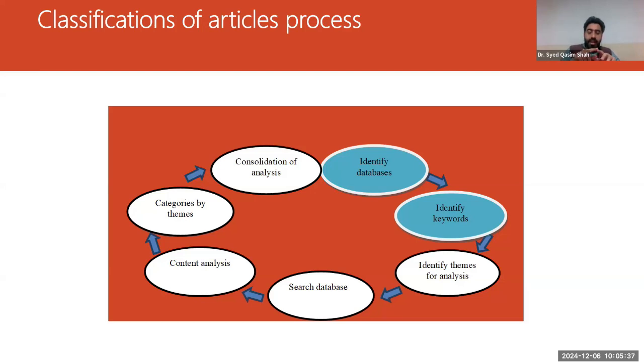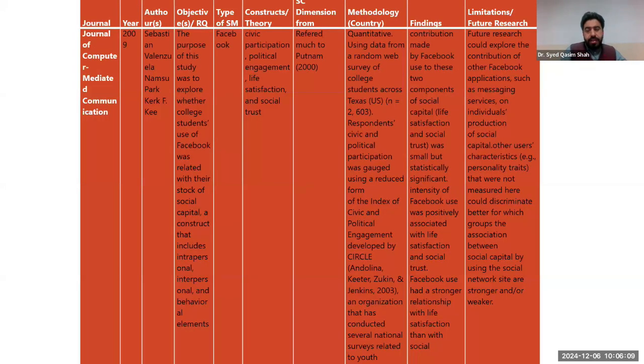After the search, we will develop a content analysis via categorization by themes and consolidating all the data. So basically, we will identify databases, then identify words, then themes. We will search these themes and keywords in the databases, and we will come up with a content analysis. So this will be the process. This is a simple illustration of what a content analysis is, or what the key requirements of content analysis are.